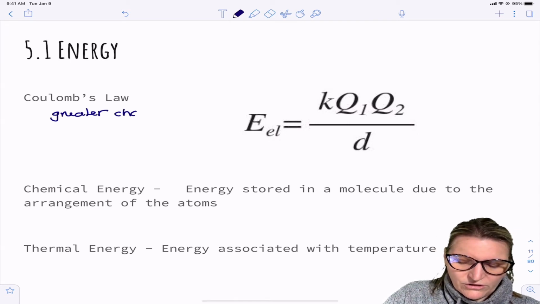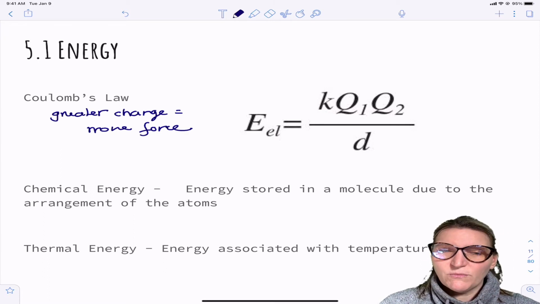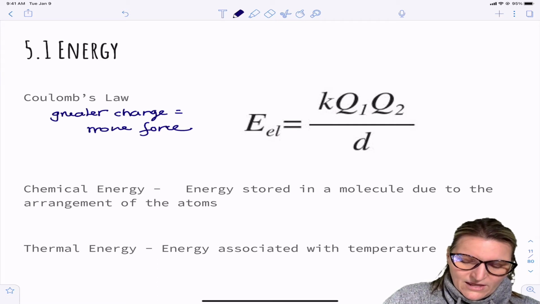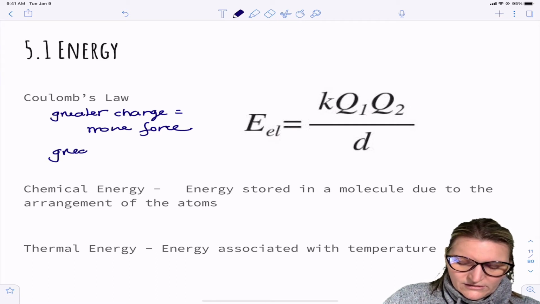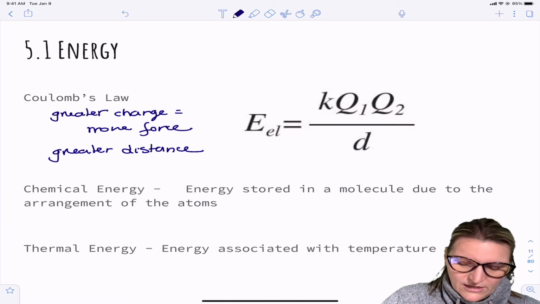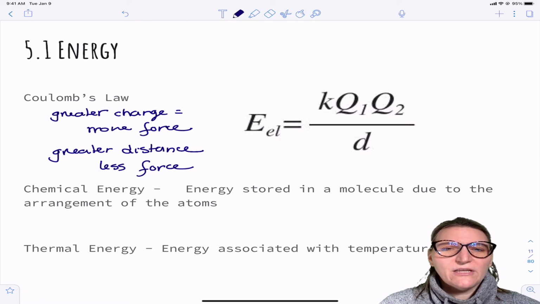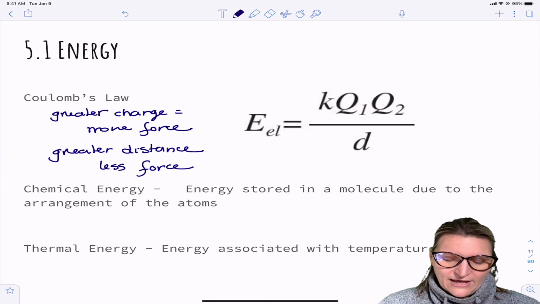So the greater charge equals more force. Most of the time we're talking about opposites attracting, so we're talking about a force of attraction, but it could also be a force of repulsion. And then the greater distance, you see how that's in the denominator, so the larger the distance, the less force there is. Less force of attraction. I always think of these as magnets. If you have really strong magnets, the force of attraction is strong. If the magnets are far apart, there's not as much attraction.